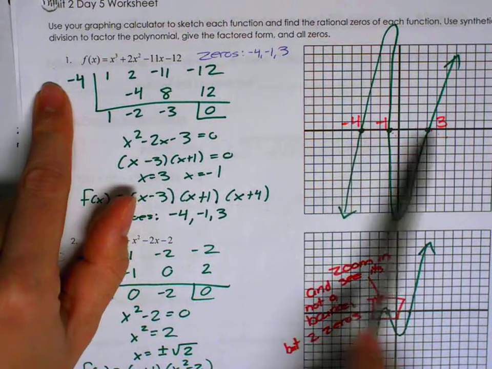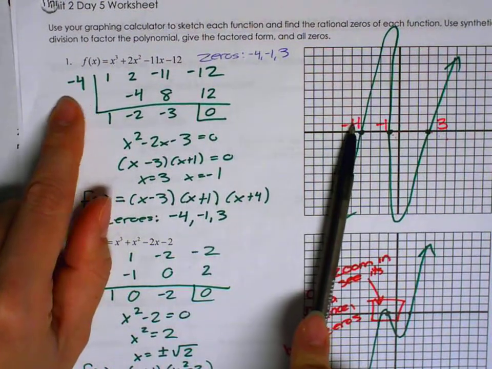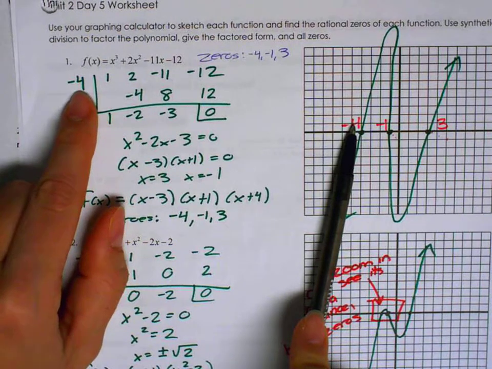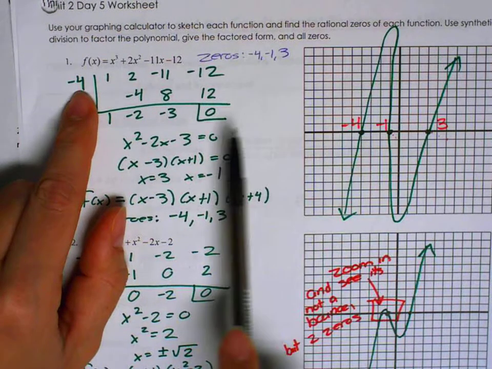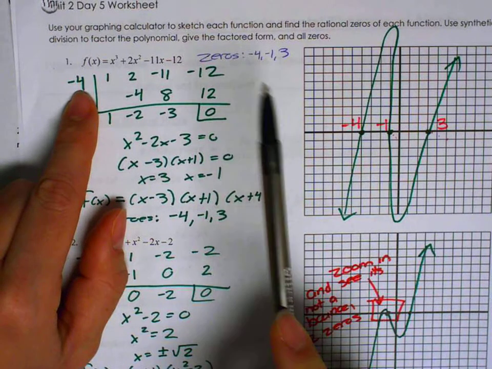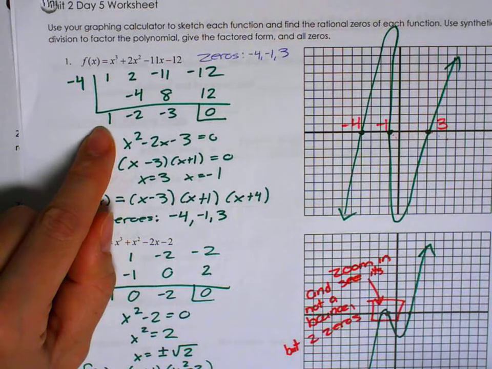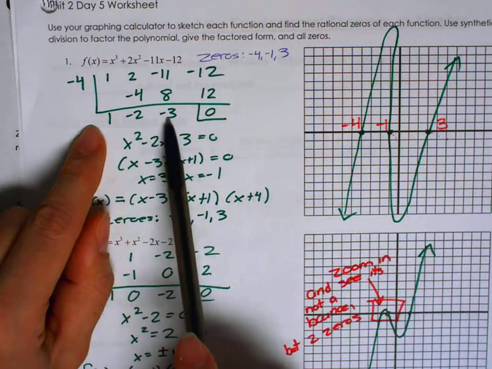Doesn't matter which one you start with. I could have started with any of these. I happen to start with -4 because it was the one farthest on the left. So I do synthetic, and you have to get a 0 remainder because you know it's a 0. So if you don't, you made a mistake. I could keep going at this point, and I'm going to show you in a later homework problem how you can keep going. But this is pretty easy to factor.